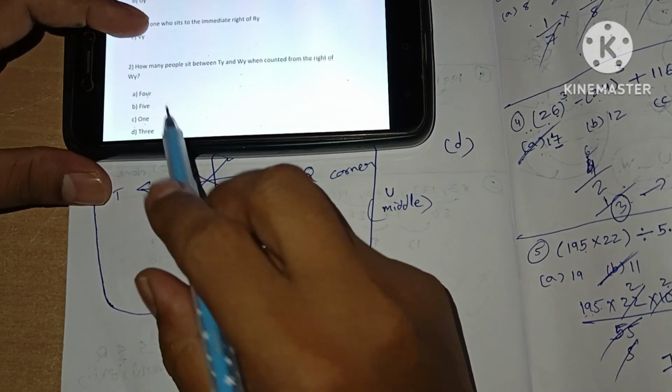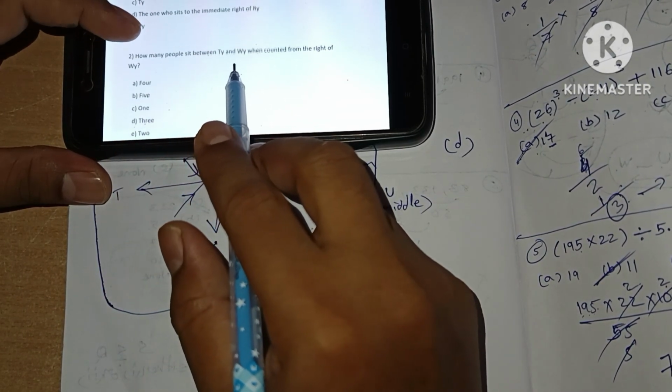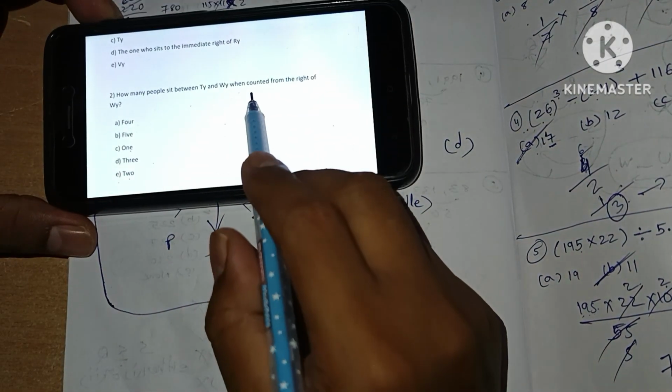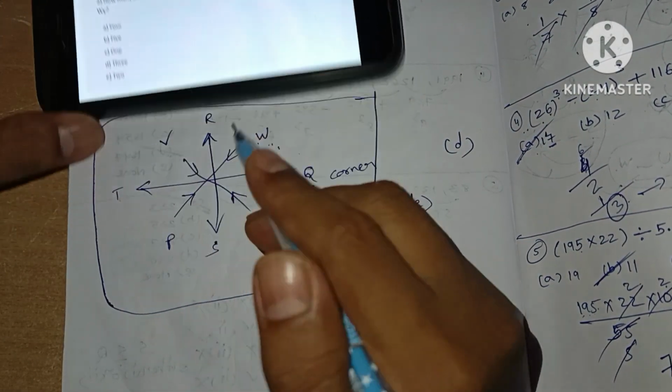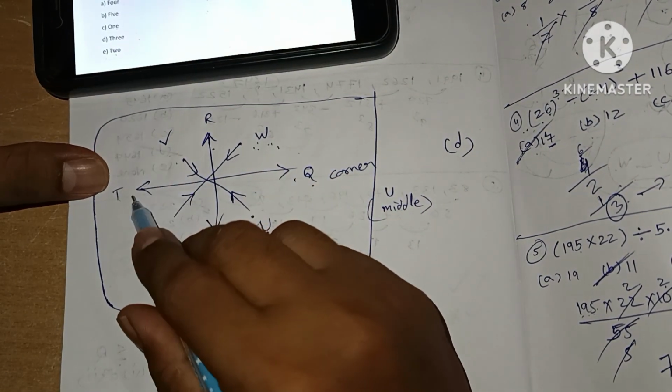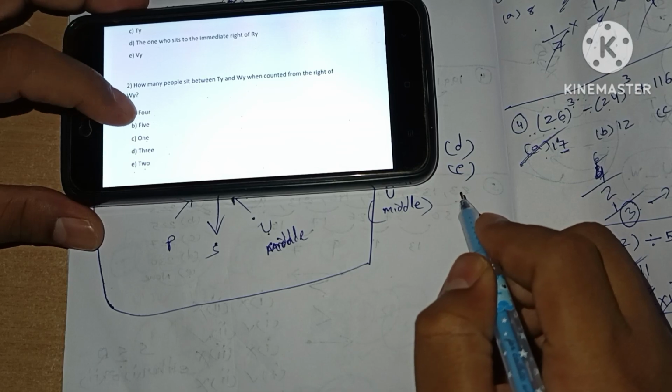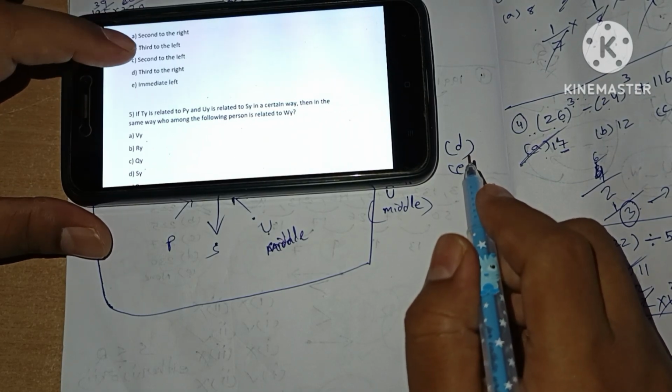Next, second question. How many people sit between T and W? For T and W, we count from the right of W. 1, 2. Two people are sitting between them. The answer will be option E. Okay, now we are going to see question number 3.